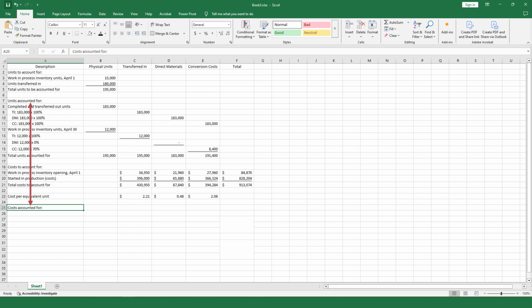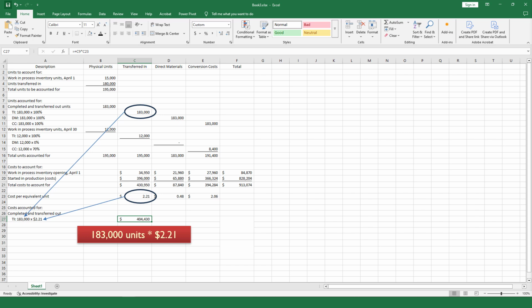Similar to when we determined the units accounted for, we have to start with the heading costs accounted for. Again, similar to when we determined units accounted for, we start with the completed and transferred out, but costs this time instead of units. This similarity is extremely helpful in exams because you can basically copy with some changes from the upper portion to the lower portion, from the unit portion to the cost portion.